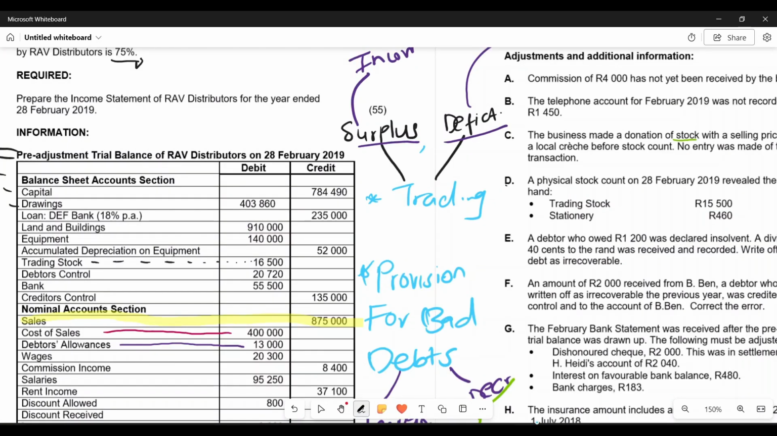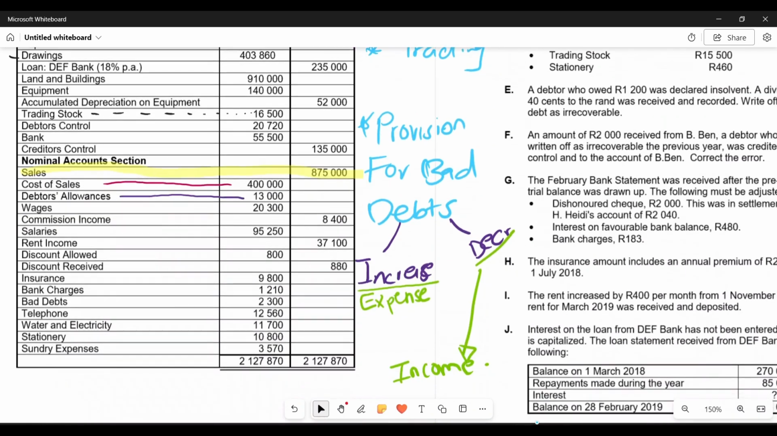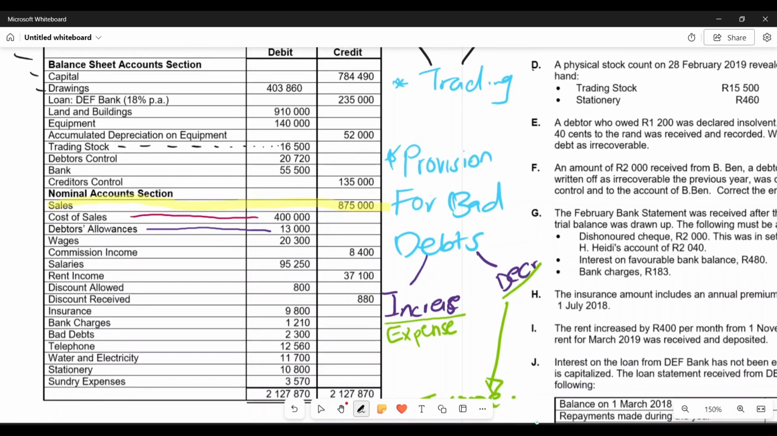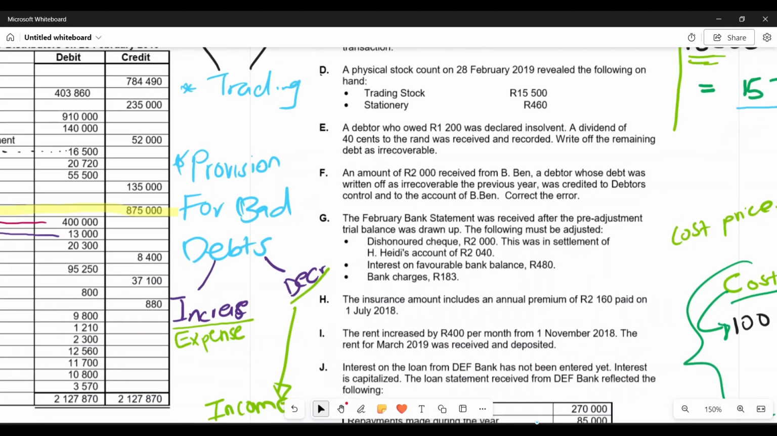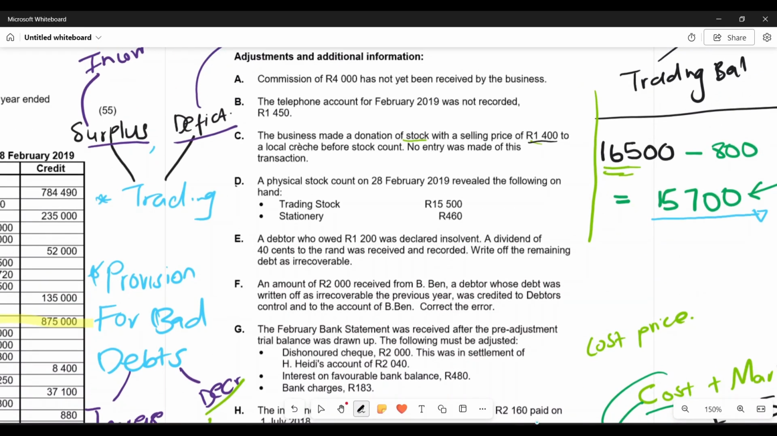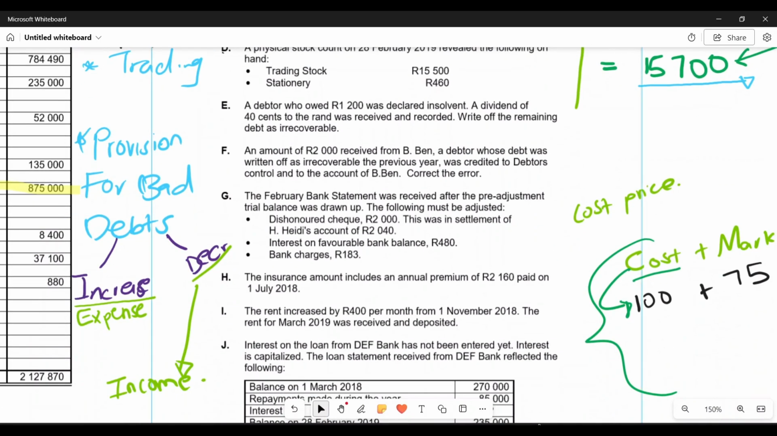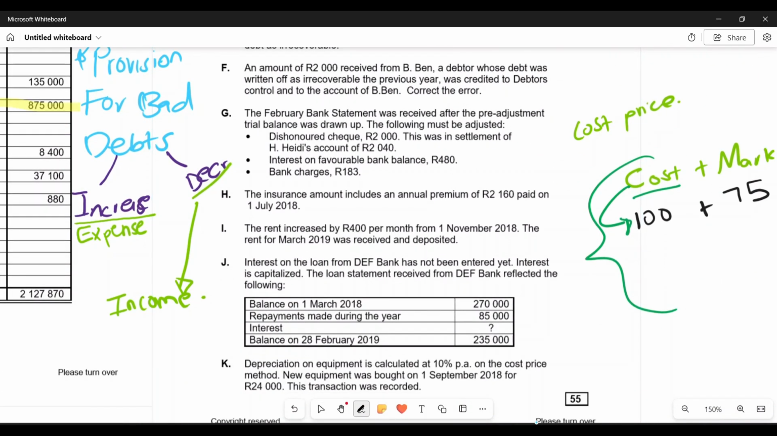Now, let us check if we have any provision for bad debts here. So I'm going to first start on my list, or on my table here. Scanning all these transactions on my table, I don't have any provision for bad debts. So let me also go to my additional information. Also checking my additional information, I don't have any transactions which relate to provision for bad debts.